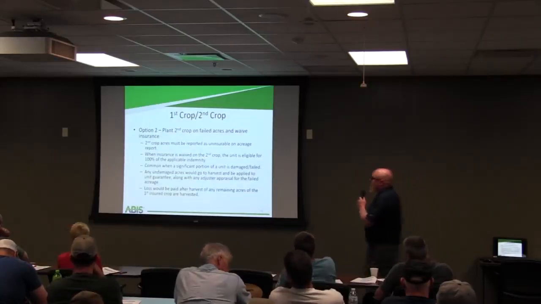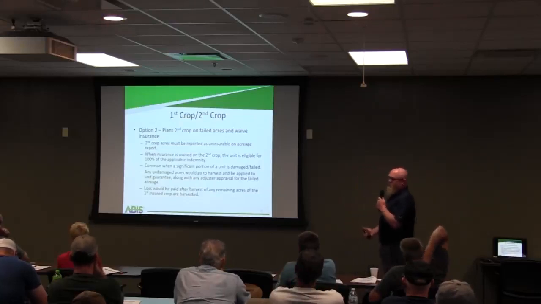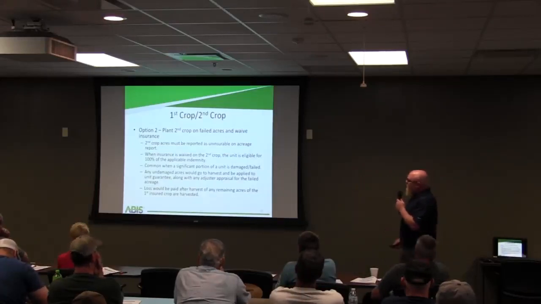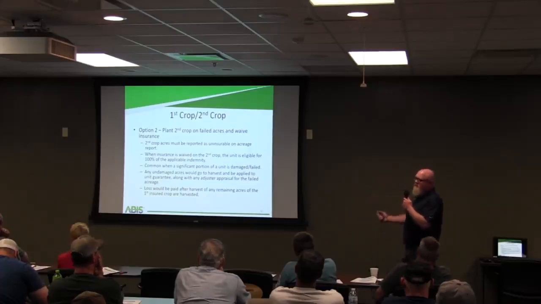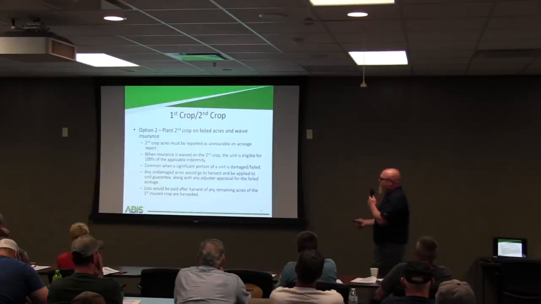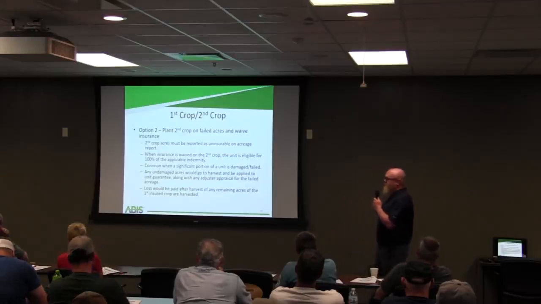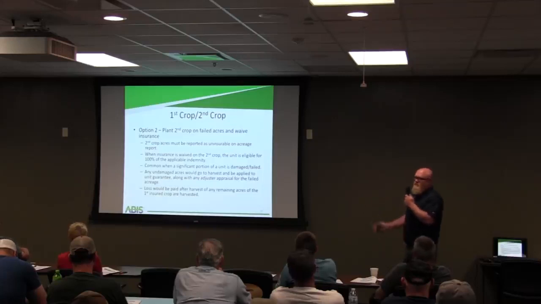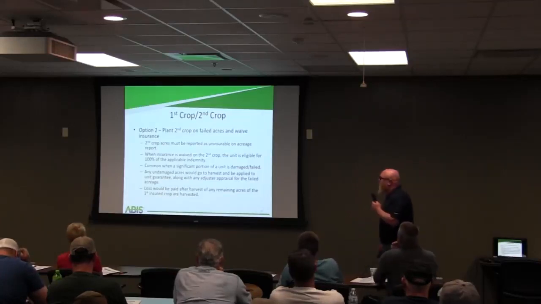For option two, you plant a second crop on the failed acres and waive insurance. Second crop acres need to be reported as insurable when you're doing your acreage report. When the insurance is waived on the second crop, the unit is eligible for 100% of the applicable indemnity on the first crop. This is relatively common when you've got a significant portion of a farm that had damage or the crop failed. For example, if you're farming on the Skunk River and she comes out and takes 40 acres out of 40, that would be a situation where that would apply.